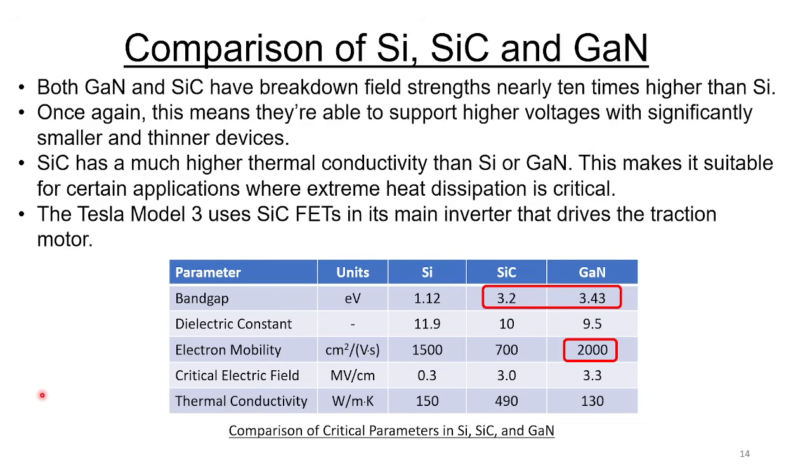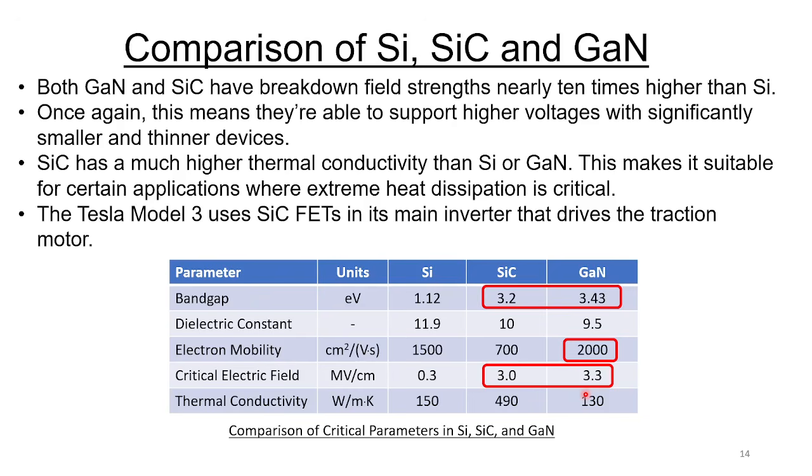So both gallium nitride and silicon carbide have breakdown field strengths nearly 10 times higher than silicon. Once again, this means they're able to support higher voltages with significantly smaller and thinner die, and we show that down here. Silicon carbide has a much higher thermal conductivity than silicon or gallium nitride, and this makes it suitable for certain applications where extreme heat dissipation is critical.